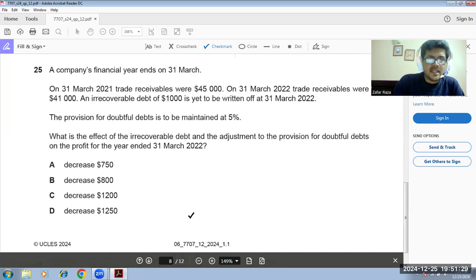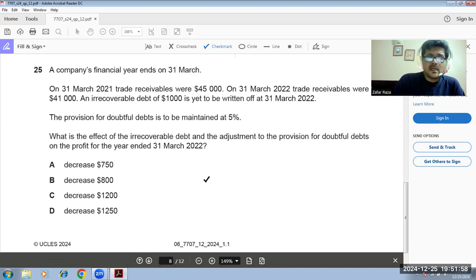A company's financial year ends on 31st March. On 31st March 2021, trade receivable was $45,000. On 31st March 2022, trade receivable was $41,000. It means we have to decrease the provision. When trade receivable is decreasing, the ending trade receivable is lower than the beginning receivable. It means we have to decrease provision. Okay. And irrecoverable debt is 1,000.